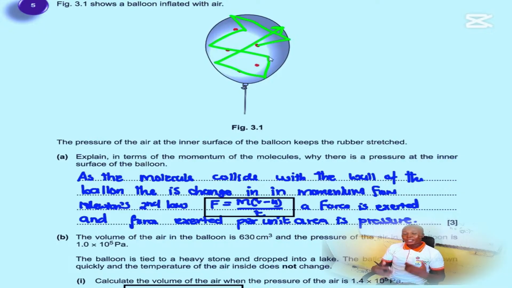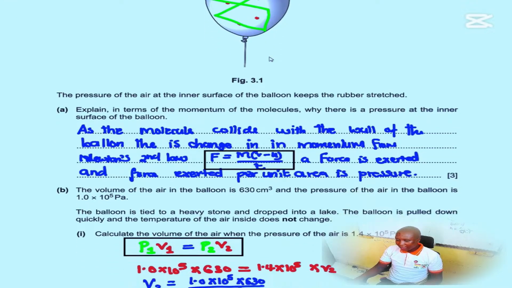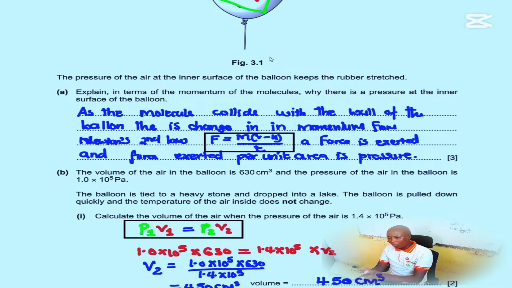As temperature increases, the kinetic energy increases, and the number of collisions increases. As the air moves around, it collides with the walls of the balloon, and this results in a change in momentum. When there is a change in momentum, according to Newton's second law, a force is exerted. And the force exerted per unit area is pressure.